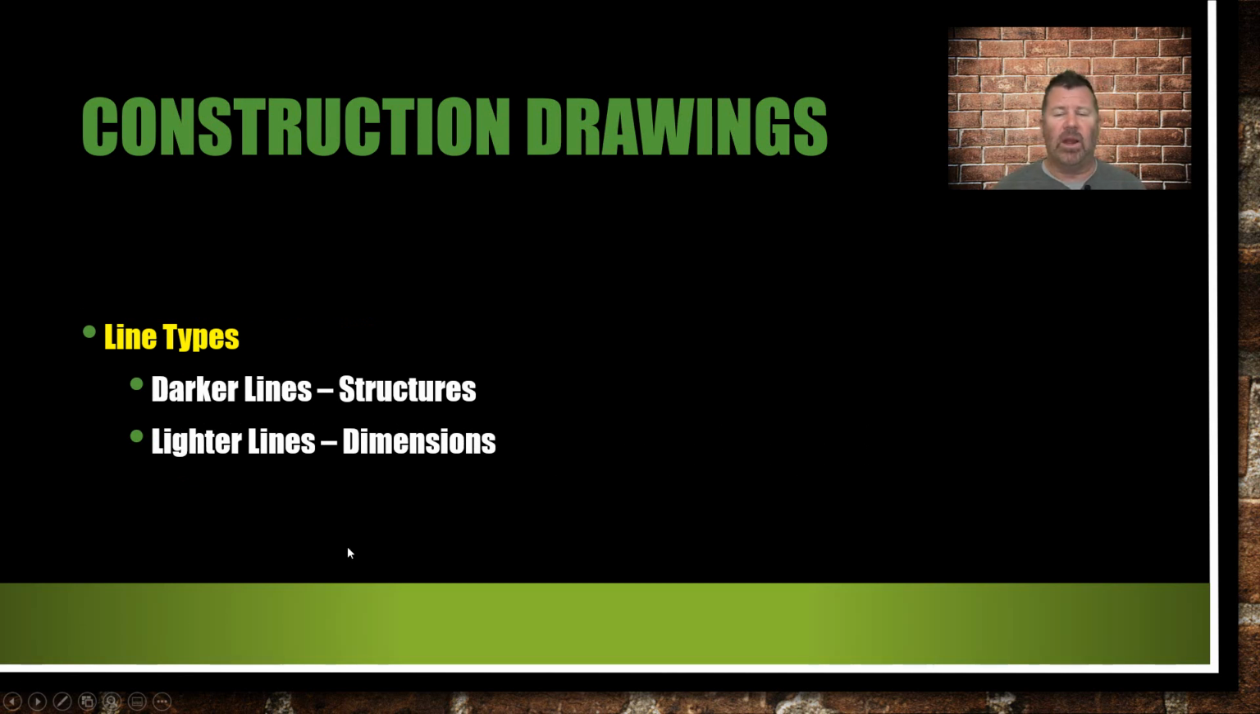All right, line types on the plans. The darker lines are going to be your structures or your improvements, and the lighter lines would be those dimensions.